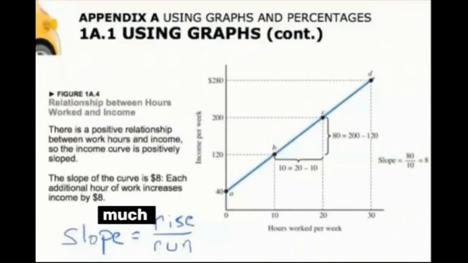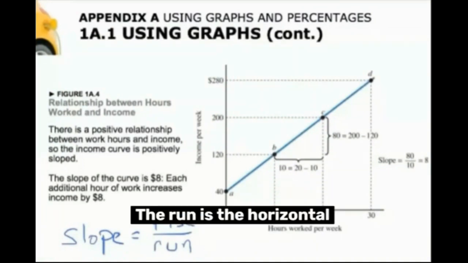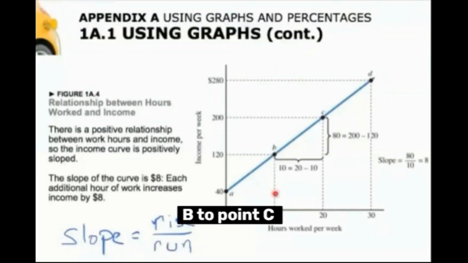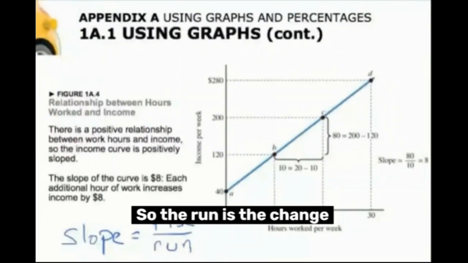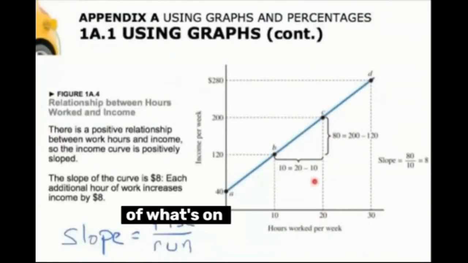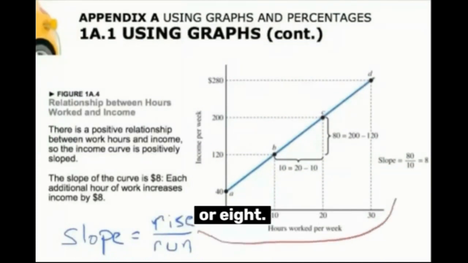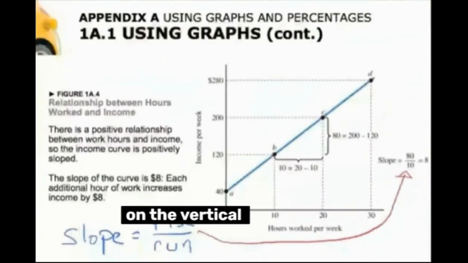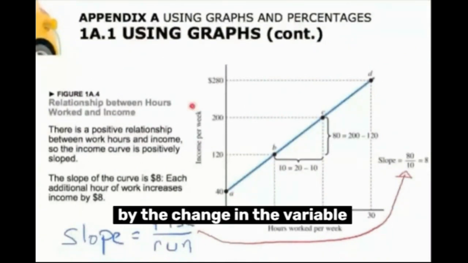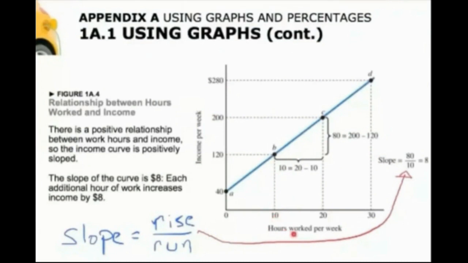The run is the change of the horizontal axis, or how much you've moved horizontally. Right? So the rise is the vertical change. The run is the horizontal change. So when I move from point B to point C, I go from 10 to 20, so the run is the change, or 20 minus 10, or 10 units of what's on the horizontal axis. So when I calculate the slope, I can look at the rise divided by the run, and that gives me 80 over 10, or 8. So the slope is the change in the variable on the vertical axis divided by the change in the variable on the horizontal axis.